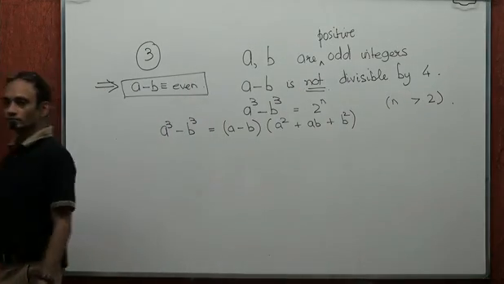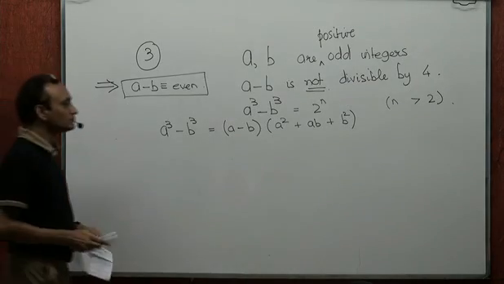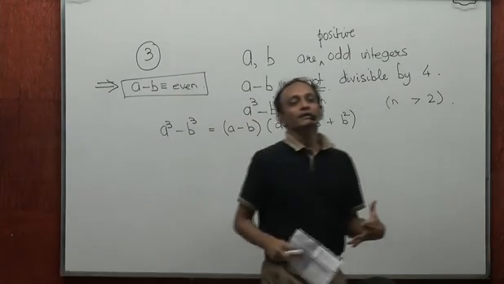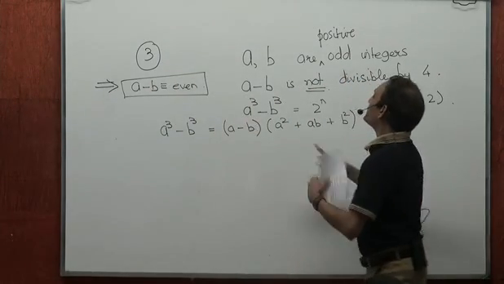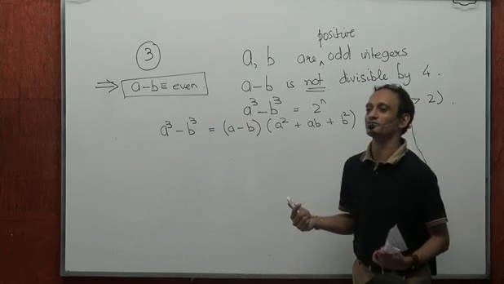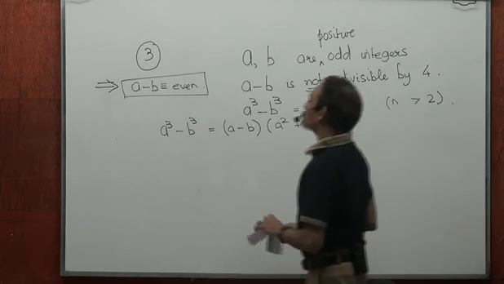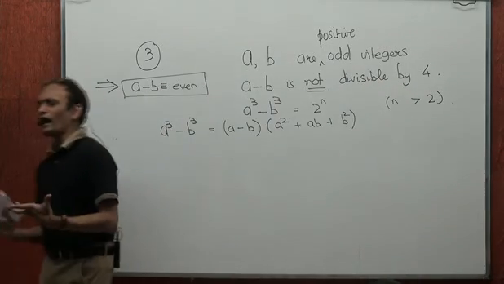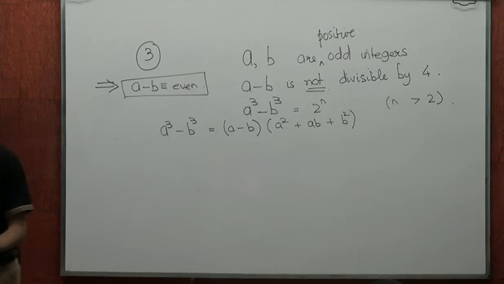Ideally, I would like abundance of a minus b in the expression. Why would I want abundance of a minus b in the expression? Because I have knowledge of a minus b. I know that a minus b is even and a minus b is not divisible by 4. So to generate abundance of a minus b is my first objective.